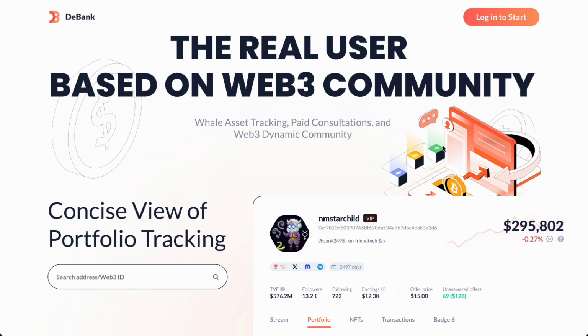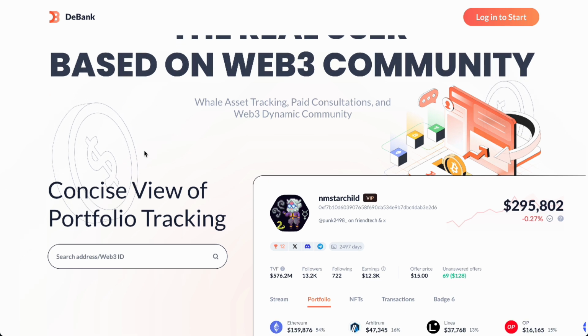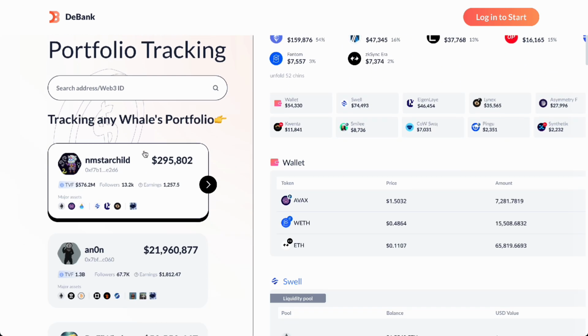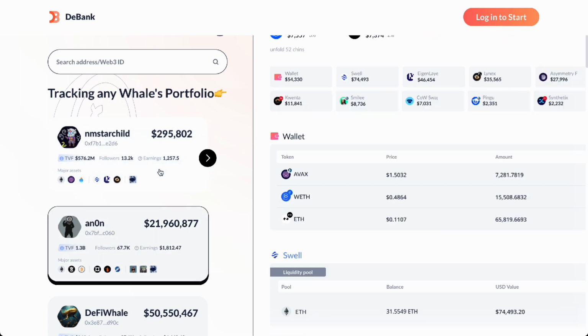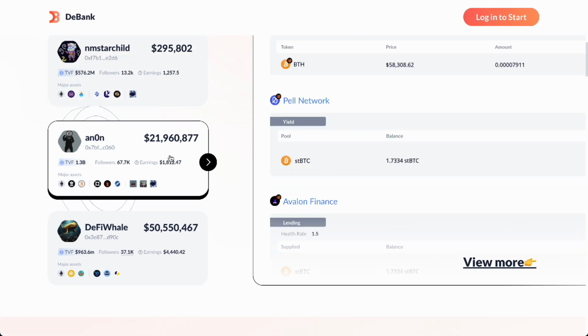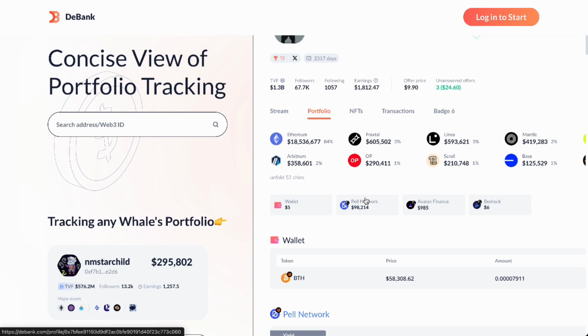If you don't have the bang for buck, you can also go with DeBank. This is based on the Web3 community, the DeFi community basically. You can track any whale's portfolio right here. As you can see, there are already some examples. We can just go ahead and check it out right now.